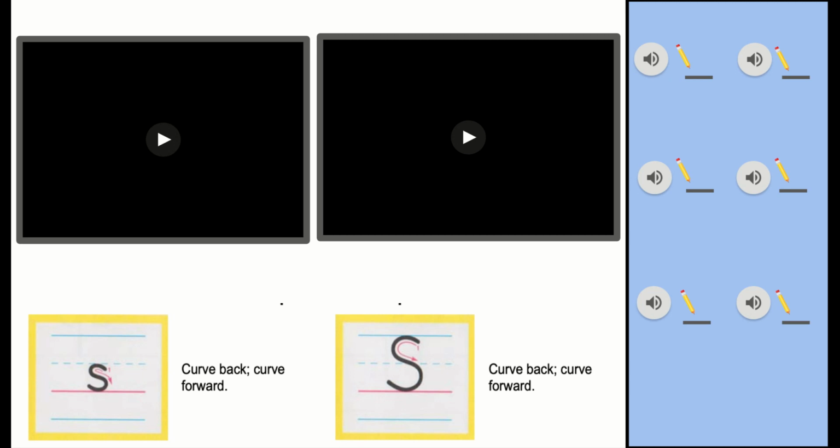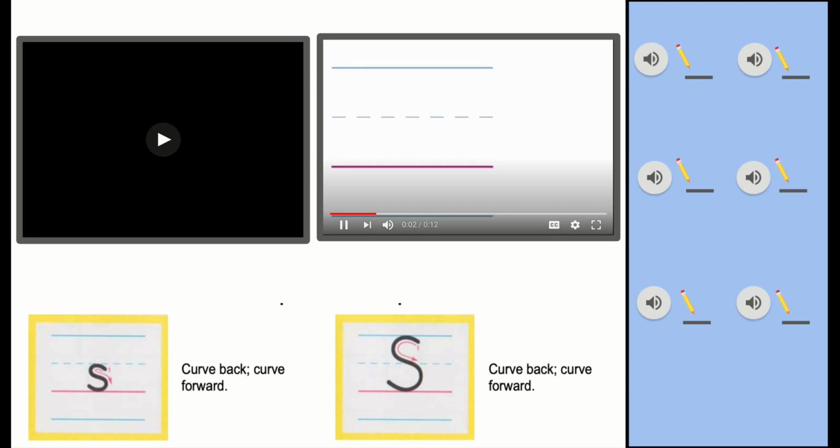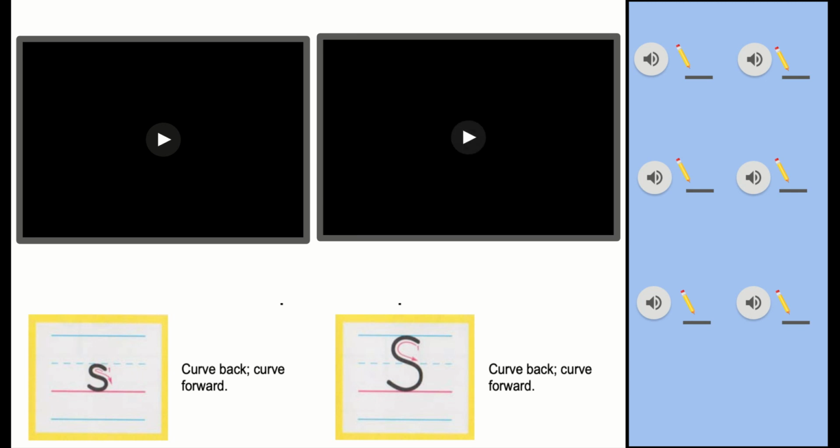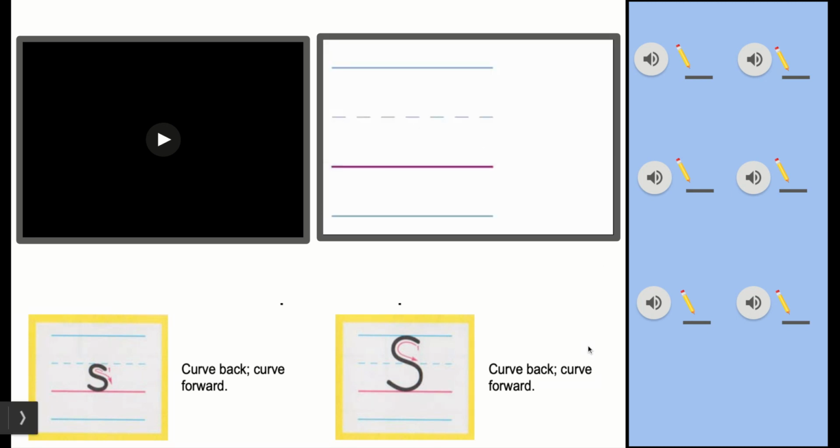Now put your pencil down and let's watch as the video shows us how to make a lowercase s. Lowercase s. 1. Curve back. Curve forward. Lowercase s. Ready? Pick up your pencil and let's make an s along with the video. Lowercase s. 1. Curve back. Curve forward. Lowercase s.